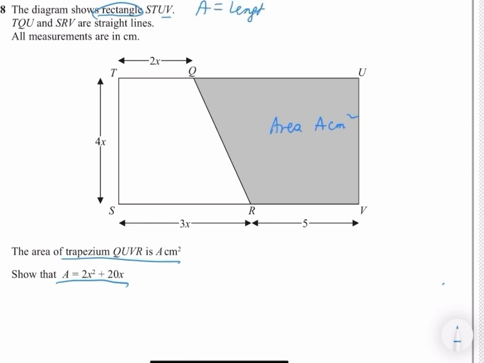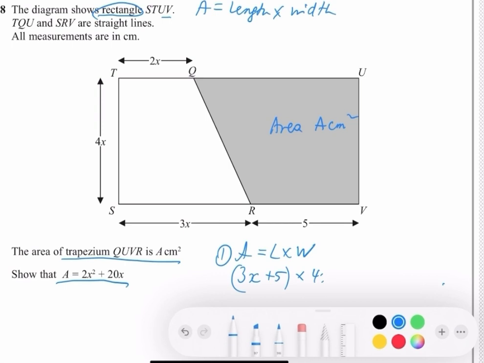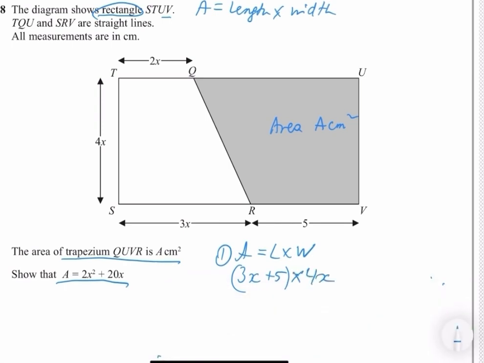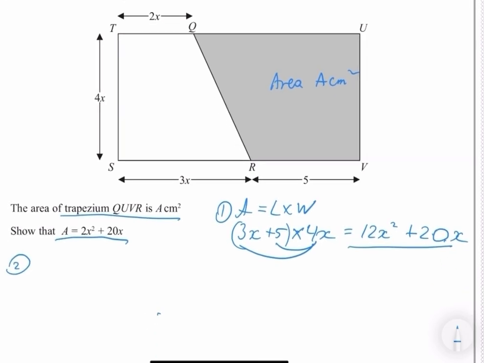Okay, so first let's write the formula for the area of the rectangle. That's just length times width. As you notice, we don't have numbers or values, we have expressions for each side. So let's just multiply length by width. So 3x plus 5 is the length. Multiply this by 4x. Here we're expanding the brackets because we need to multiply each term inside the bracket by 4x. That will give you 12x squared plus 20x. So this is the area of the rectangle.